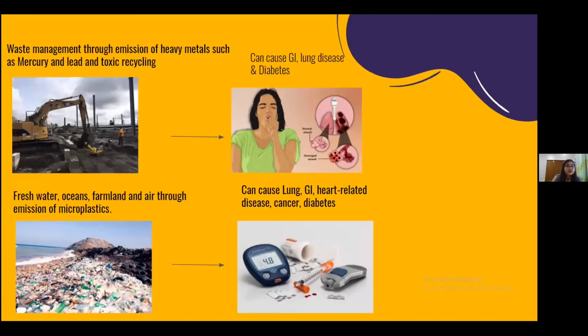Moving on, the third one is waste management, through emissions of heavy metals such as mercury and lead from toxic recycling. It can affect our GI tracts, and can cause lung disease and diabetes. The last but not least is fresh water, ocean, farmlands and air, where an emission of microplastic can cause lung, GI, heart-related disease, cancer, and diabetes.